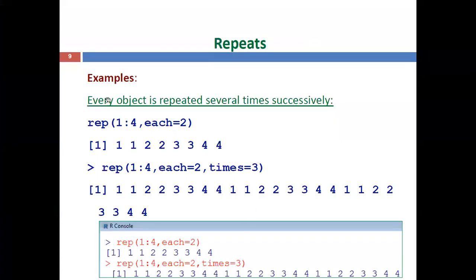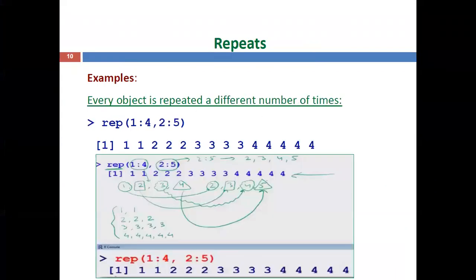So every object is repeated several times successively. Then another example, every object is repeated a different number of times. Here you can see the example: rep of 1 to 4, comma 2 to 5. So what is the meaning of this? By default, the first value, comma, second value. The second value is the number of times. It is not each, it is the times value by default, whenever you don't specify times equal to.